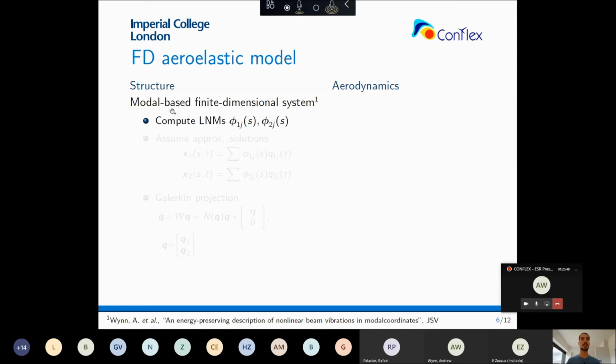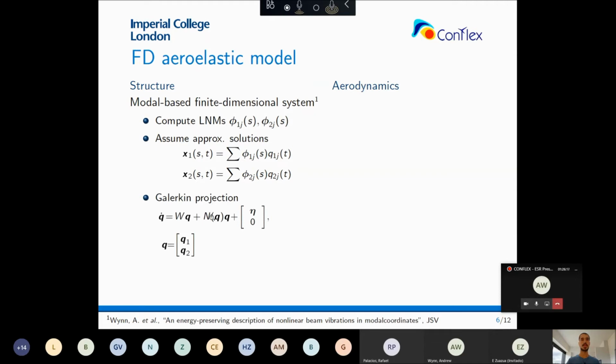For the structure, we use what we call a model-based finite dimensional system. It consists of computing the linear normal modes of the structure, phi1, phi2, which are the eigenfunctions of the linearized intrinsic equations around the origin. We assume that we can build approximate solutions in a separation of variables fashion, where we take each mode, multiply it by a temporal coefficient, and substitute these expansions into the original PDEs, where we perform a Galerkin projection, and we obtain this set of nonlinear ODEs in terms of these temporal coefficients. We notice that this is still nonlinear, so we are able to retain the nonlinearities, and essentially that allows us to capture those nonlinear effects I was speaking about before.